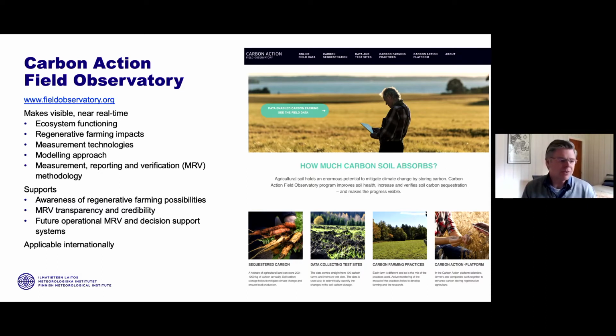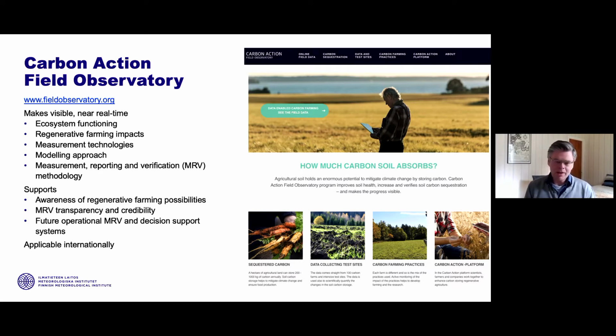at some of our study sites the ecosystem functioning, the impacts of regenerative farming, the measurement technologies that we are using, the modeling approaches that we are using, and all of this combined, we want to visualize what kind of a measurement, reporting, and verification methodology we're developing.